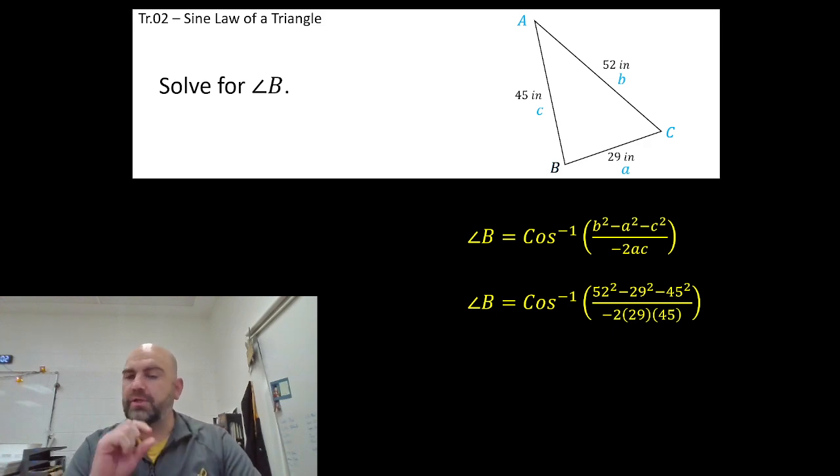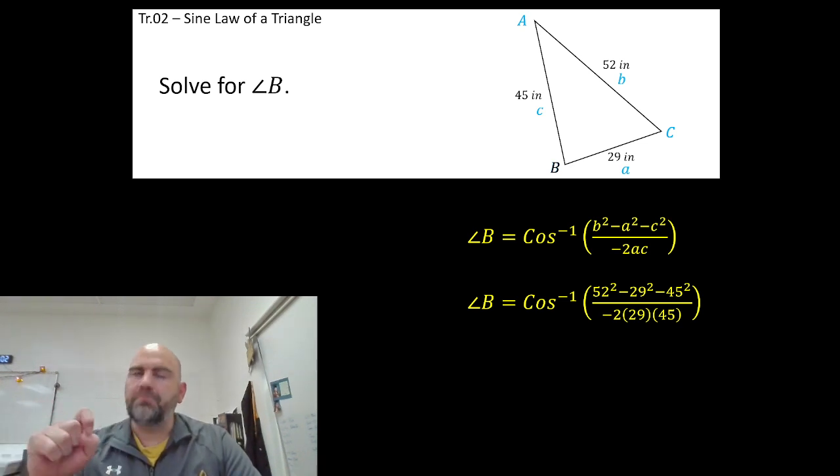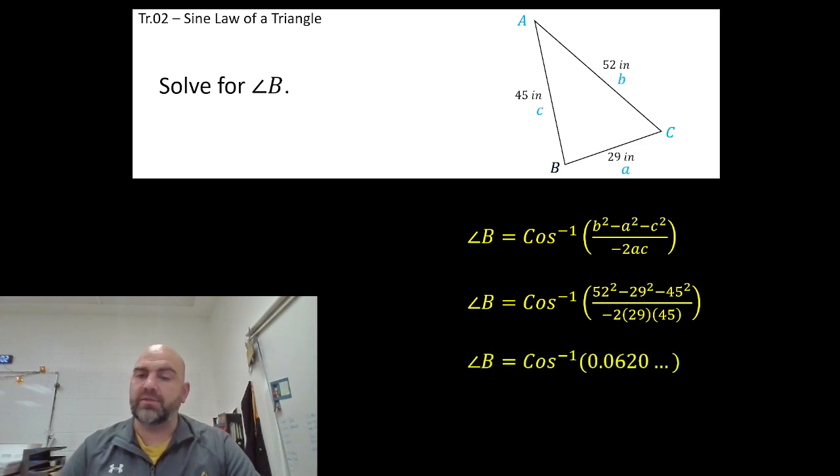Now, you have to make sure that you do the top piece first, then do the bottom piece, then divide. The other way to do it is to have brackets on your calculator. Do brackets for the top, divided by brackets on the bottom. Make sure it's a -2, not subtract 2. And then come up with your answer. Do the inverse cos of 0.062. So hopefully you got that as your answer, and you should get an angle of roughly 86 degrees. It's not quite 90, so this isn't a right angle triangle, but 86 degrees would be our final answer.